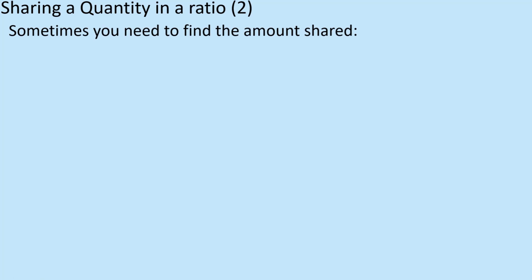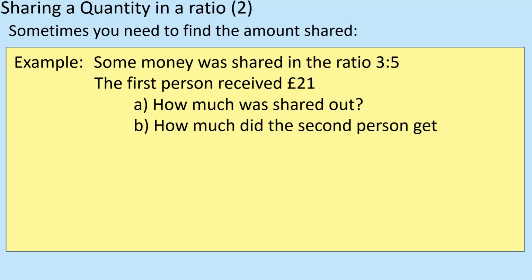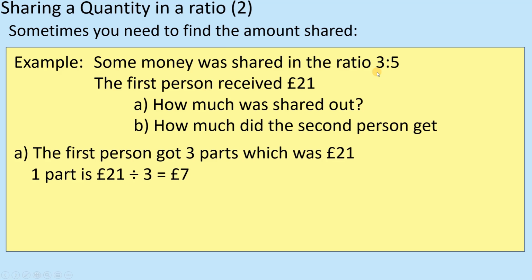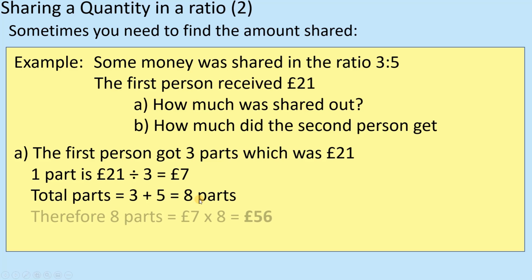Sometimes, though, you might need to find the amount that's been shared. A slightly different kind of process, but on a similar line. So if the money's been shared in the ratio of 3 to 5, and the first person gets £21, we've got to think about how many parts this person has currently got. So how much was shared out, and how much did the second person get? Well, if this represents the 3 parts, I need to do 21 divided by 3, which is going to give me what 1 part is worth. Because there are 8 parts altogether, I'm going to do £7 times 8, which gives me £56. So how much was shared out? £56. And how much did the second person get?